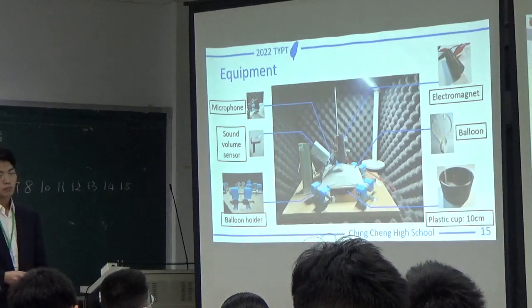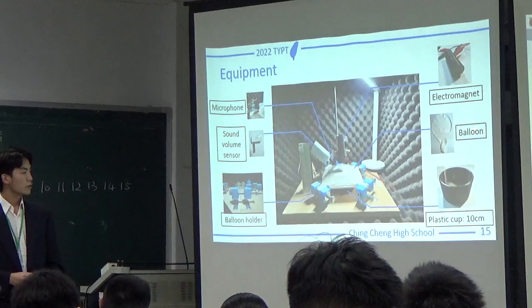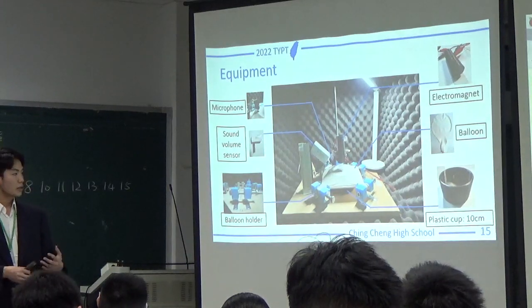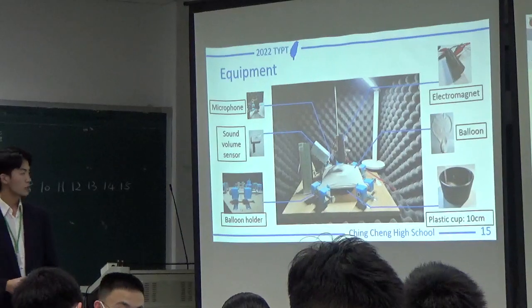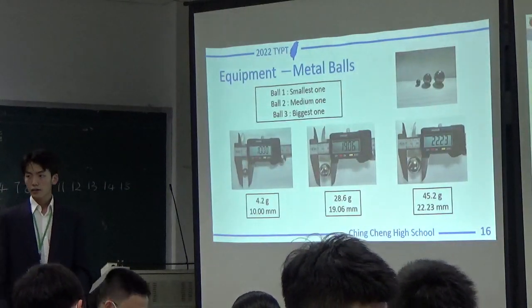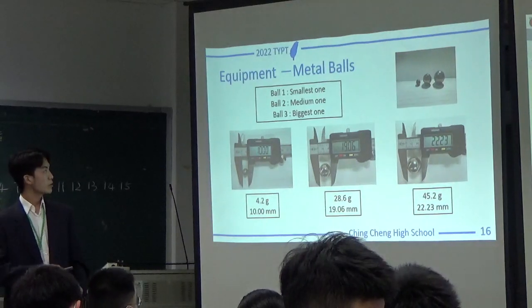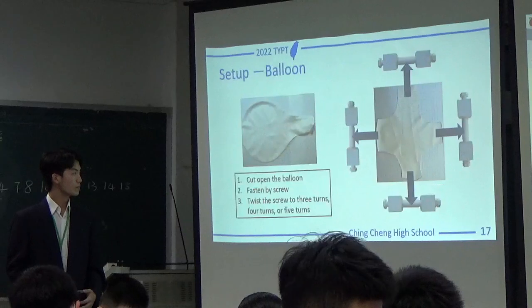And we use an electromagnet to release our metal ball, and the balloon is for the membrane, and I'll explain later. And the plastic cup we use has a radius of 10 centimeters. And here I'll talk about my metal ball sizes. So here are the 3 sizes of a metal ball.